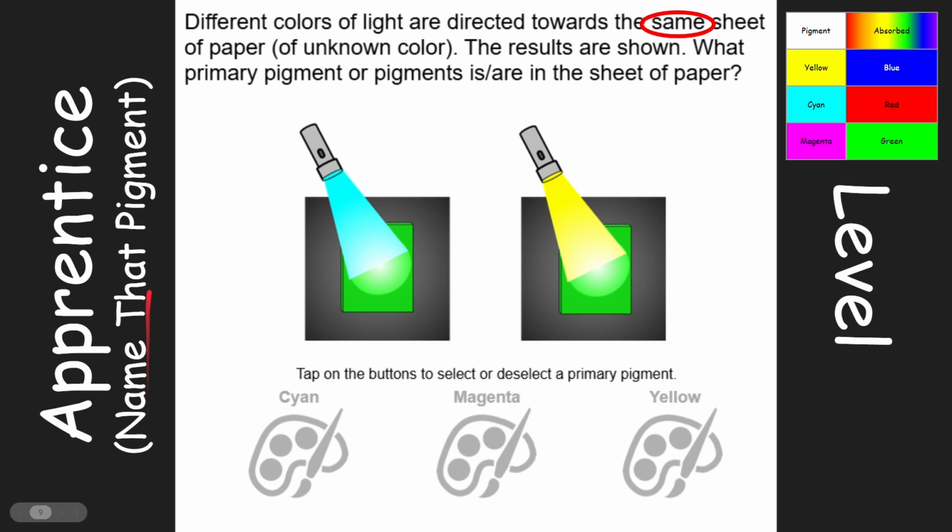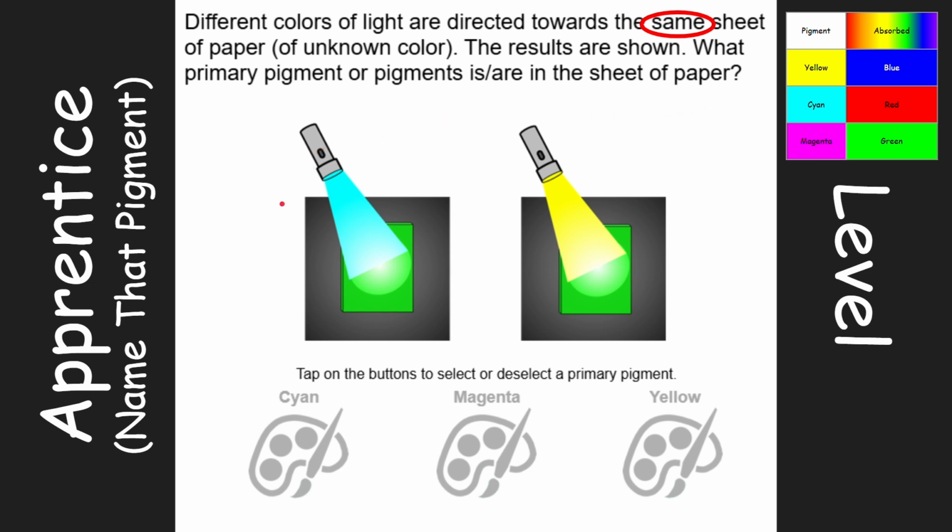It has the name Name That Pigment. We can see different colors of light are headed towards the same sheet of paper of unknown color. That's one of the things we're trying to figure out. The results are shown. What primary pigment or pigments are in the sheet of paper?